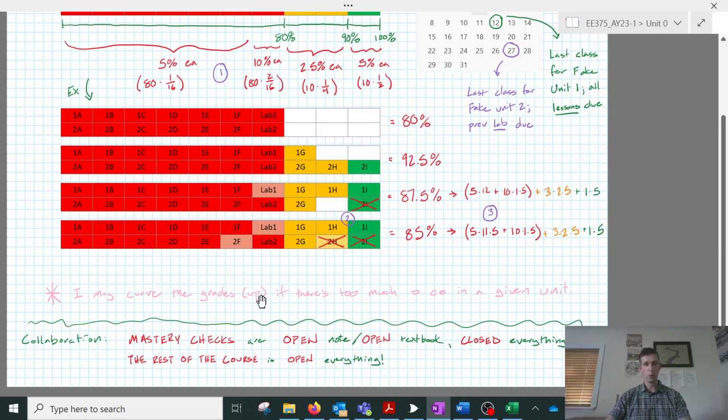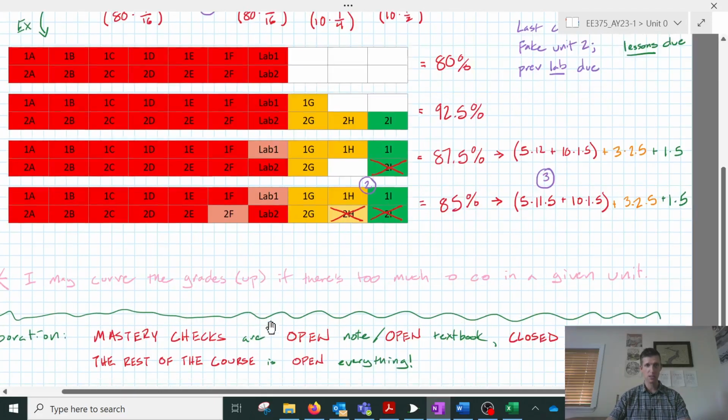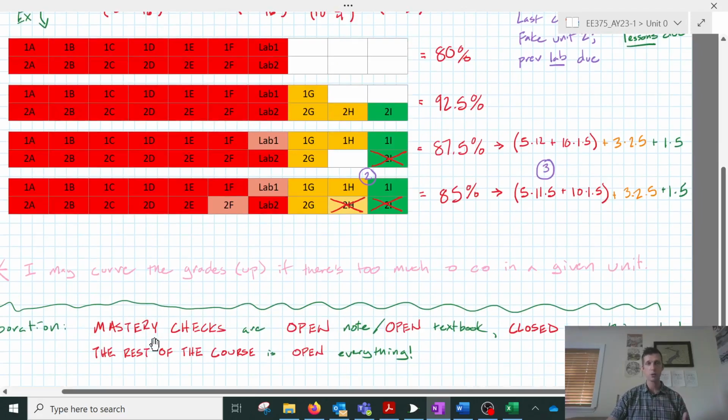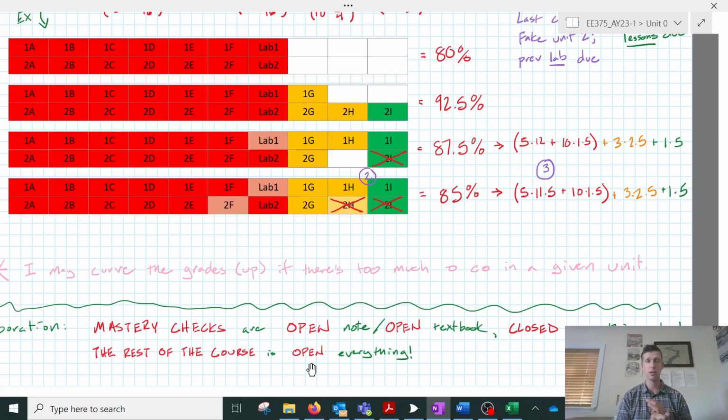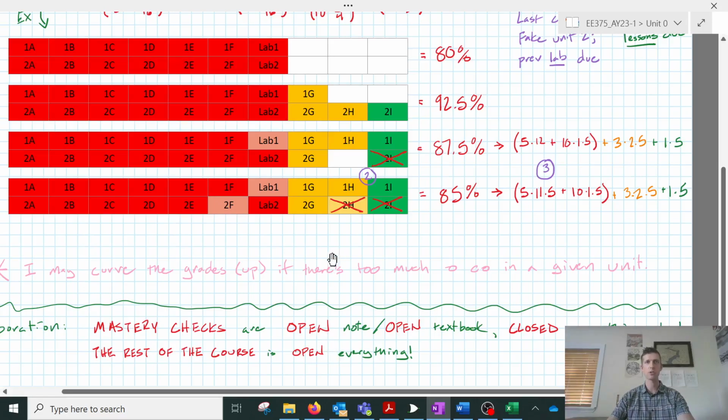The only exception to this are the mastery checks. Those are individual checks. So those are going to be open note, open textbook, closed everything else, closed friend, closed internet. However, everything else in the course is open. So while you're working on your must-do exercises, while you're working in class, while you're doing some additional exercises, while you're working on the labs, those are open everything. Grab a student in your section, have them help you out, help them answer your questions, and work together to get to those solutions.